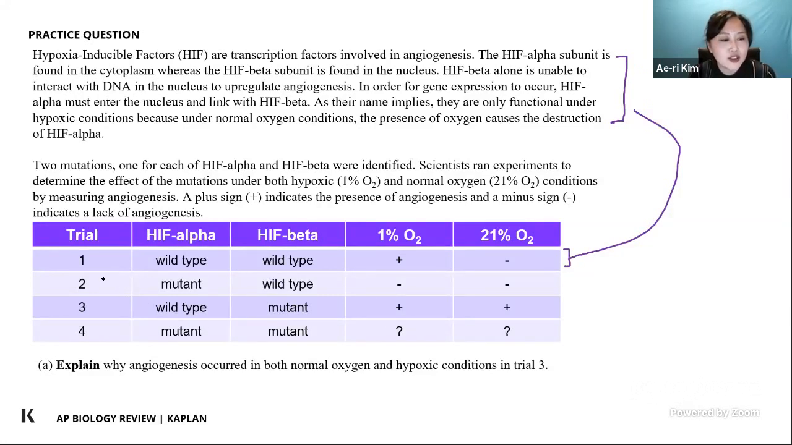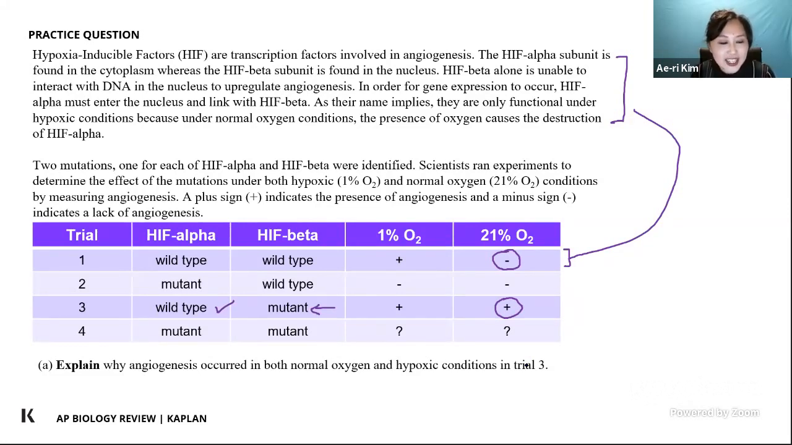Now we've got a bunch of mutants. And so trial two and three kind of mix and match. And so you want to focus on trial three. Trial three, you have okay HIF alpha, but you have a mutated beta. And so the difference is going to be specific to the beta mutation, right? So if you look at the difference, angiogenesis works as fine as it normally does in low oxygen conditions, but take a look at this. This is a big difference between the wild type and your mutant, right? All of a sudden I get angiogenesis when I mutate HIF beta, okay?